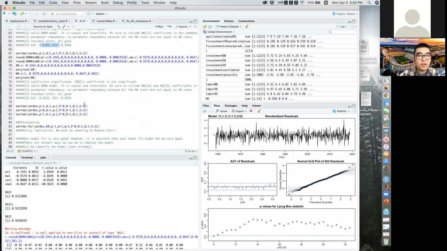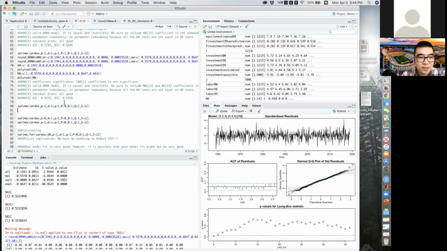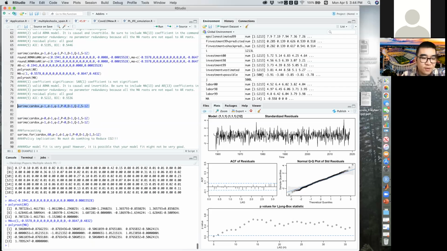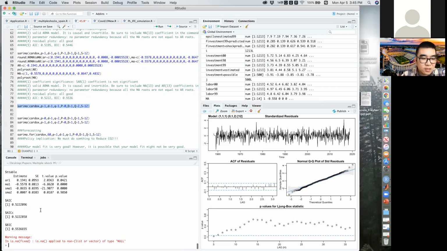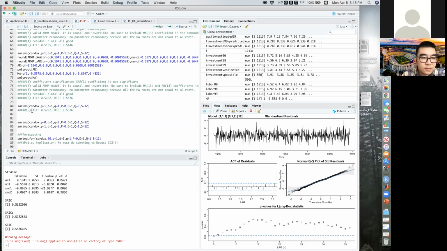Yeah, and finally, I also consider a couple of more models. So I consider this as a Riemann model, whereas it is 111012, and I find the AIC and the BIC of this model is 5.2225537. And I also consider some other models.